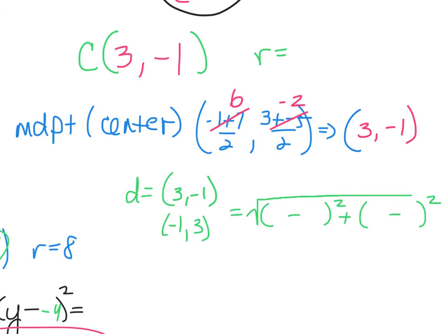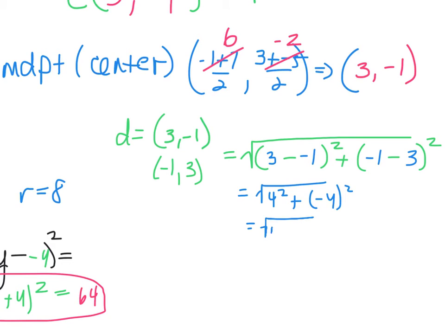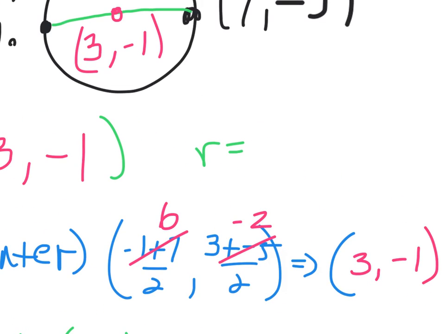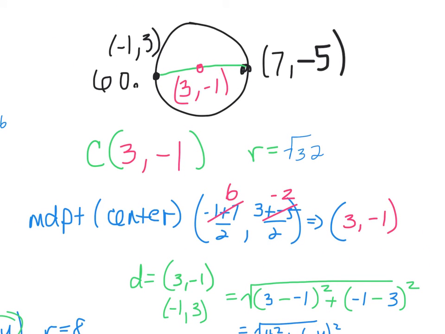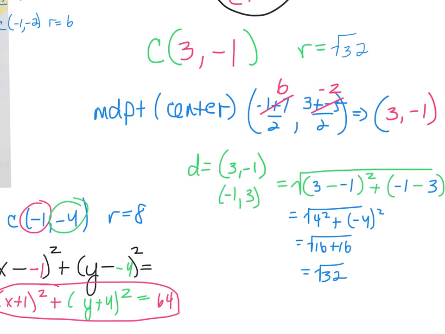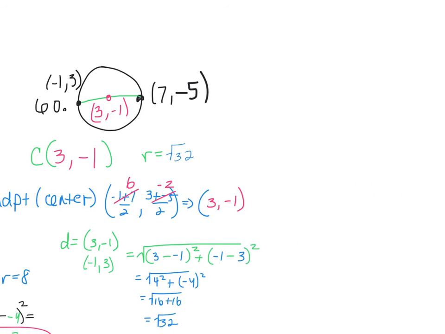The radius. Okay. So what are my x's? 3 and -1. What are my y's? -1 and 3. Okay. So what is 3 minus -1? 4 squared. Plus, what's -1 minus 3? Yep. So I have 16 plus 16. Square root of 32. Now remember, that's what I found the radius to be. Do I have what I need in order to write my equation? Yes. So I'll write it over here.